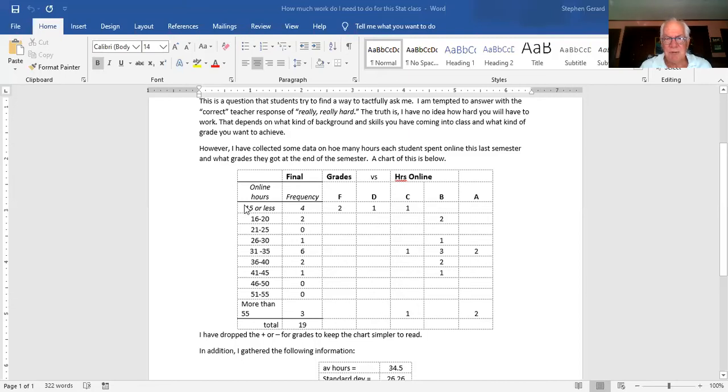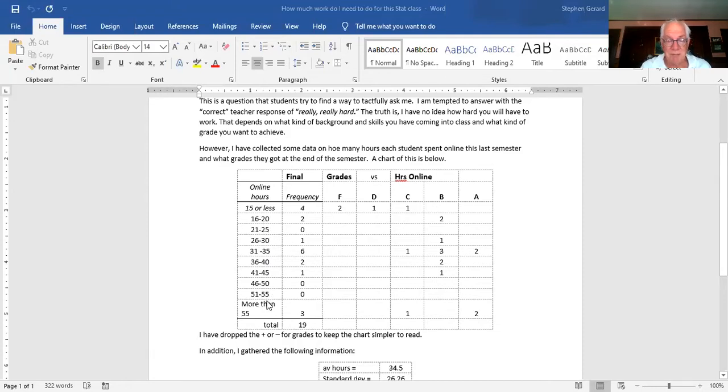Last semester, I looked at students and I checked how many hours they spent online versus what grade they got. Here's how many hours they spent online, and here's what grade they got in the class. Somewhat as you would expect, of the folks that spent less than 15 hours an entire semester online, 2 got an F, 1 got a D, and 1 got a C. Now, the interesting person to me is who's this person who got a C, and I can tell you some things about that. On the other hand, this is increasing number of hours by 5-hour units here.